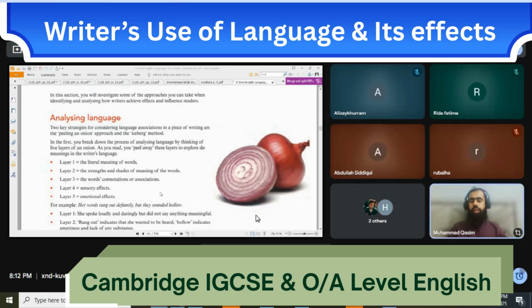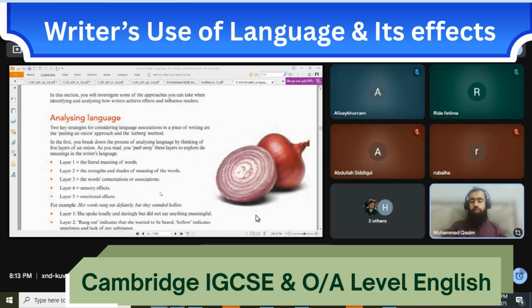So these are the five layers, and we will now apply this five-layer onion method. First, you have to look for the literal meaning of the word. So when you are practicing for exams, when you read Text A in the reading insert, try to find out the exact meaning of those words from a dictionary if you don't know. Knowing the literal meaning of a word is the key to begin analyzing the language and its effect. If you don't know the literal meaning of a word, how can you go deeper? So this is the first thing you must do.